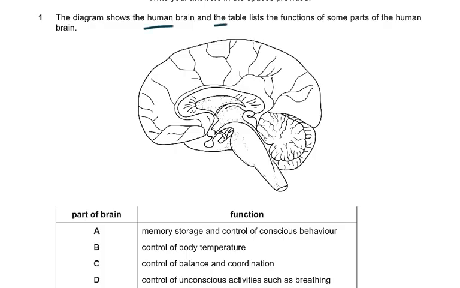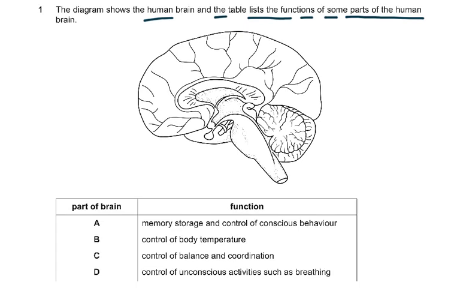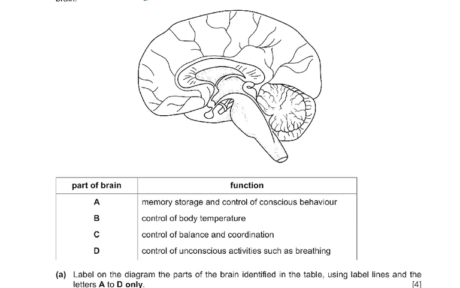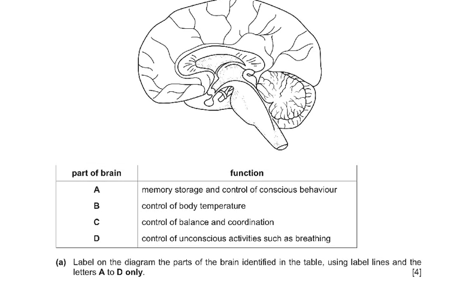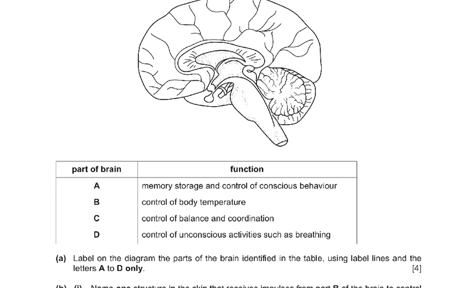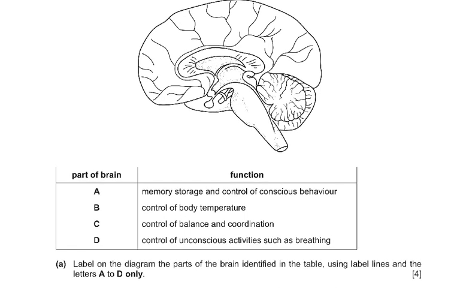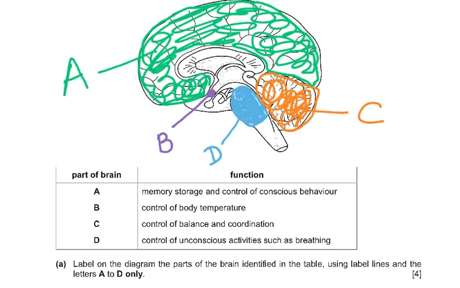The diagram shows the human brain and the table lists the function of some parts of the human brain. Parts of the brain: A, memory storage and control of conscious behavior. B, control of body temperature. C, control of balance and coordination. D, control of unconscious activities such as breathing. Label on the diagram the parts of the brain identified in the table using label lines and the letters A to D only. Now I've done that for you.